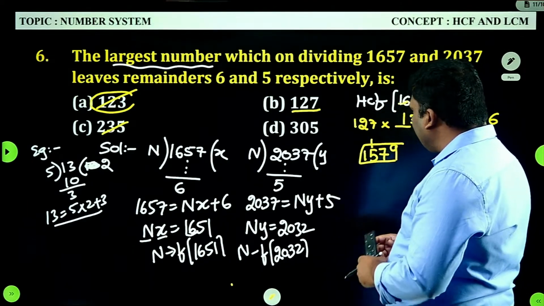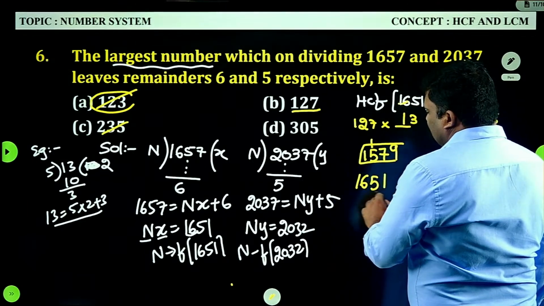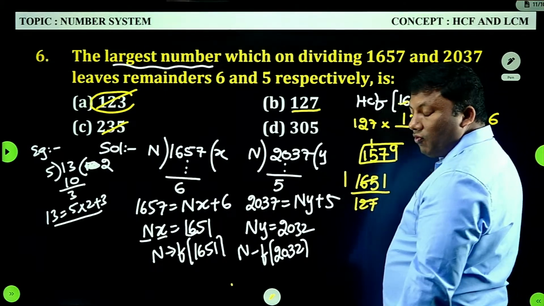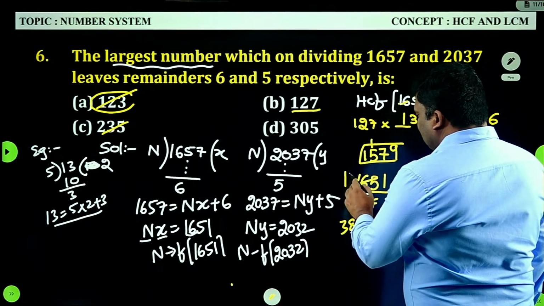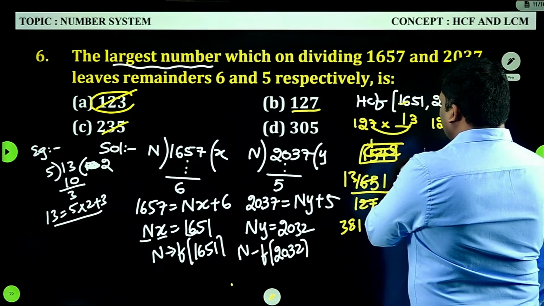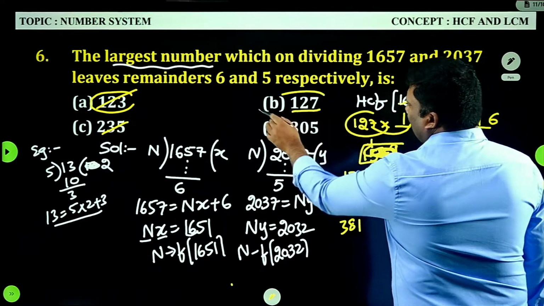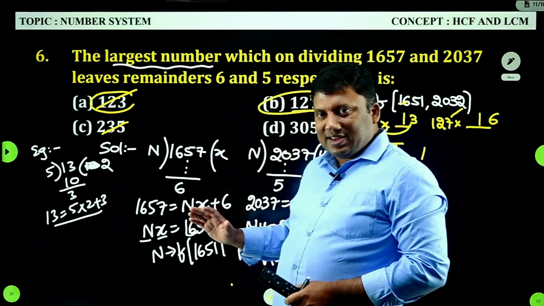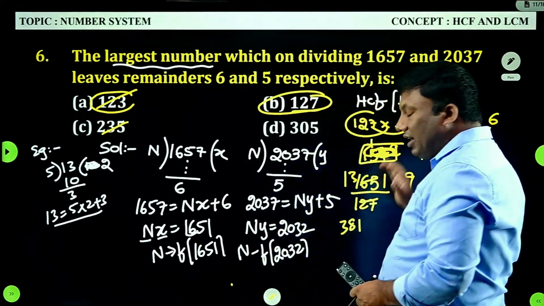So, we will check whether 1651 is divisible by 127. 127 ones are 127. I got 381. It is 13 only. 13 sevens are 91, correct. I made a mistake here. So the answer is 127. You don't need to do all this. Directly the answer is 127. I did this unnecessarily.